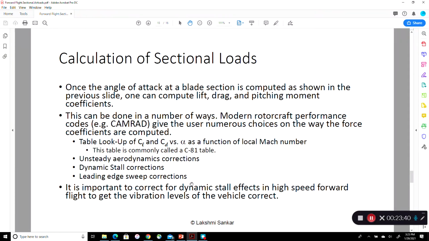It's very important we correct for these because, for example, dynamic stall will account for a very rapid rise in lift followed by a very rapid drop in the lift at the blade section. These abrupt changes in the lift get transmitted to the hub, producing the vehicle vibrations. So if you want to get the vibration levels correctly, it's very important you take into consideration dynamic stall effects, unsteady aero effects, compressibility effects, and of course, to a smaller extent, the sweep corrections.